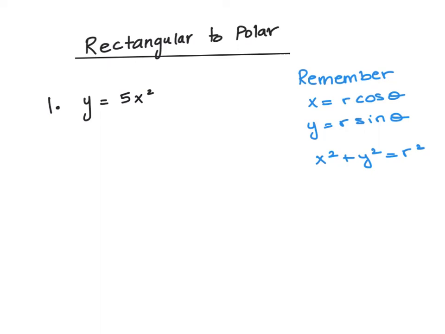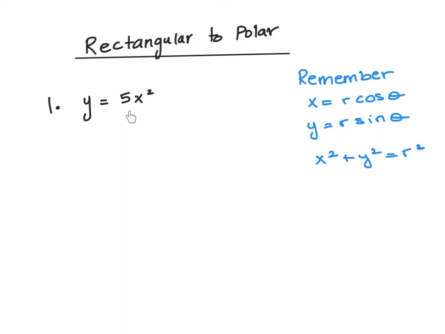In today's lesson, we will learn how to convert between rectangular and polar. So let's start with number 1, y equals 5x squared. Keep in mind that x is equal to r cosine theta and y is equal to r sine theta, and x squared plus y squared equals r squared. So keep these in mind.